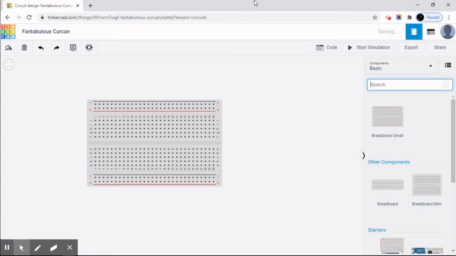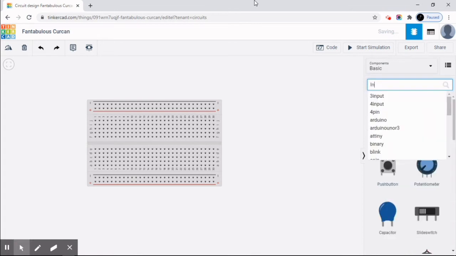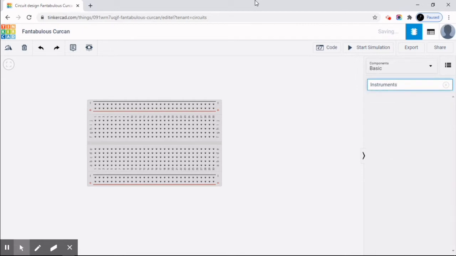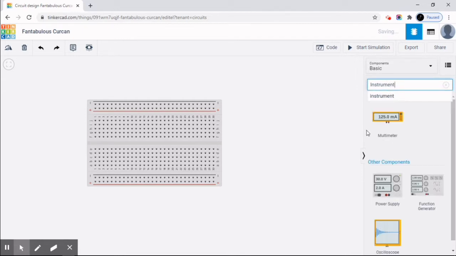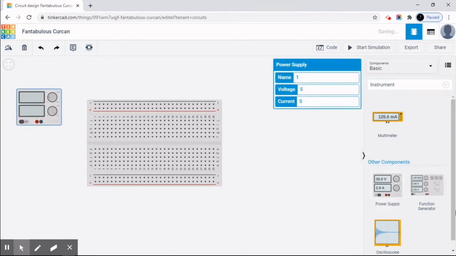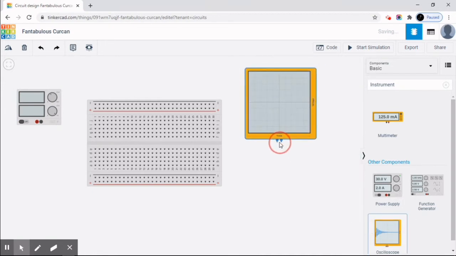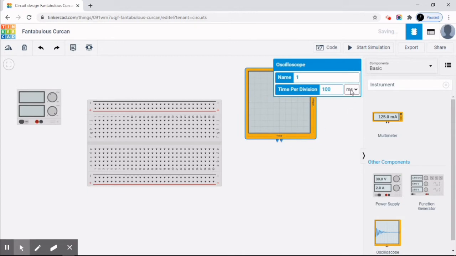Next, for this circuit, we need instruments like one power supply. Click and drag. Power supply of 12 volts. Then CRO oscilloscope. Let us change the time per division as 1 millisecond.